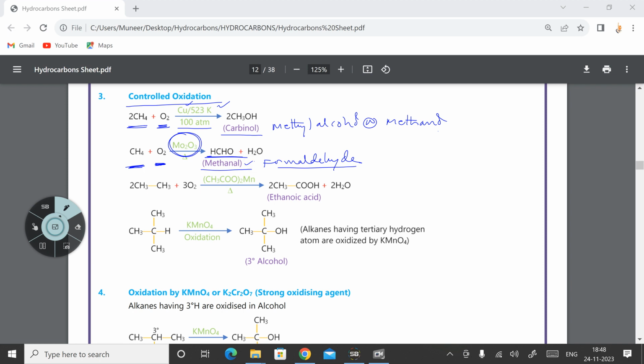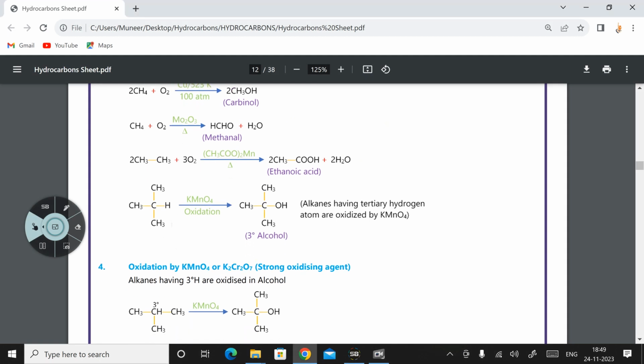So, you have to remember that reagents are important. If copper is given as the reagent, methanol is formed. If molybdenum oxide is given, formaldehyde is formed. You have to remember that one.